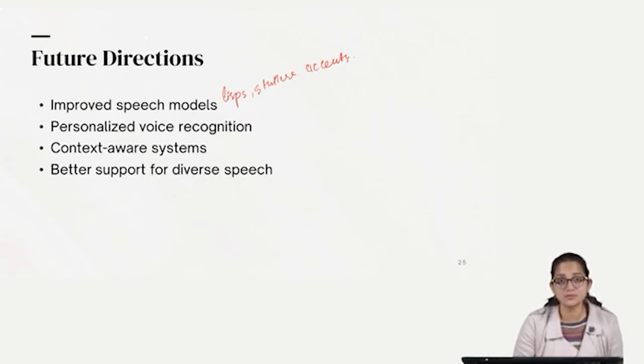Context aware systems need to be developed that are able to understand what the situation is and draw a semantic meaning from smaller commands as well. They don't need a lot of context or a lot of descriptions many a time. And then better support for diverse speech.